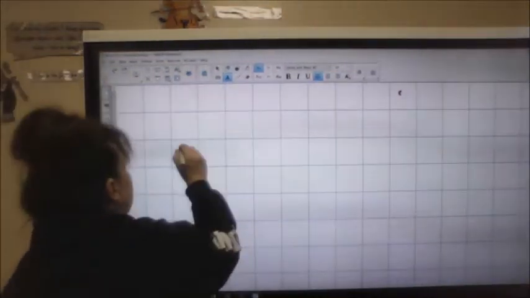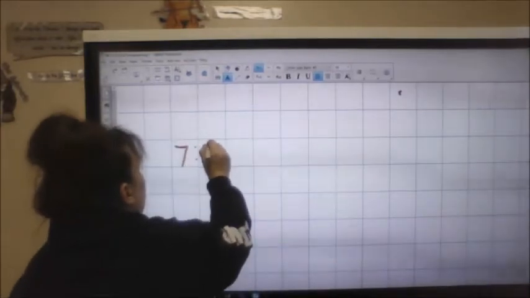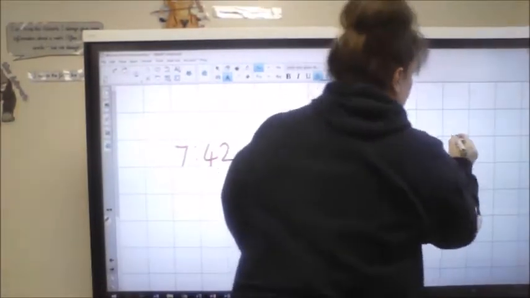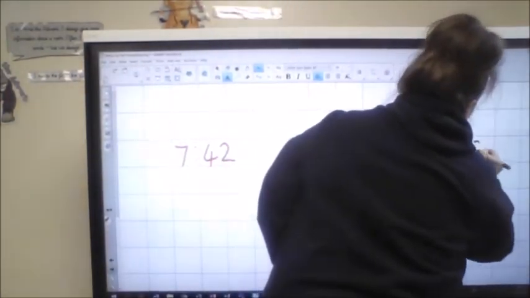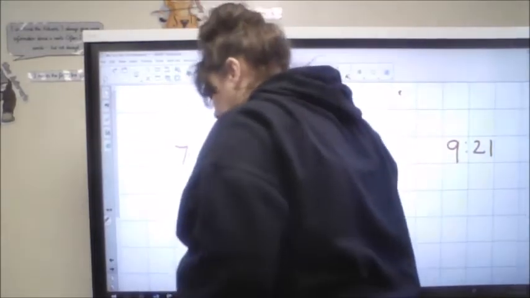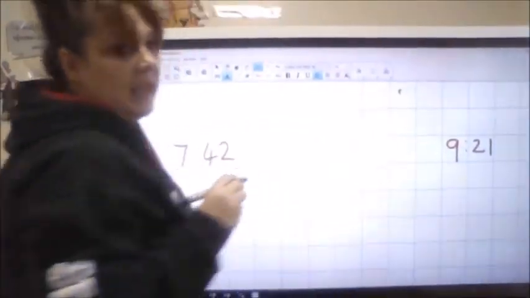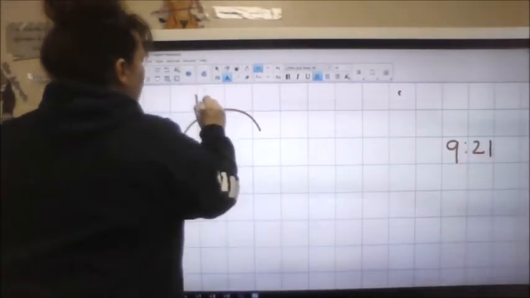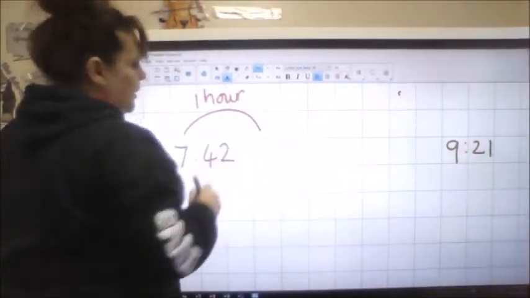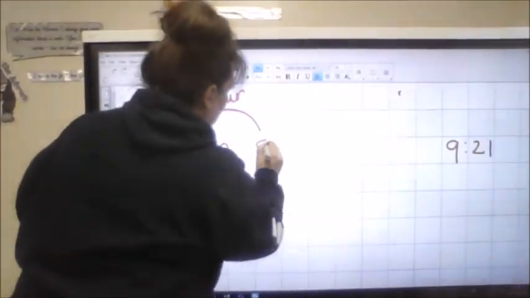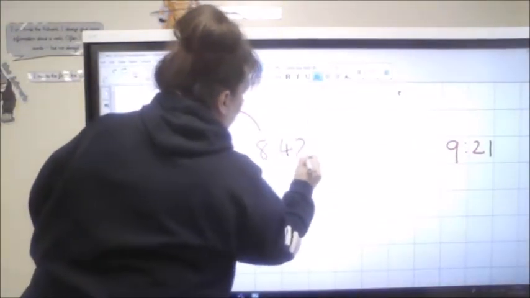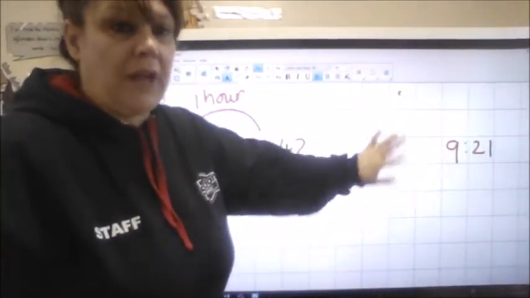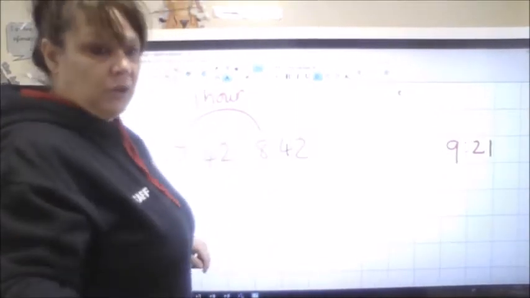So I'm going from 7:42 and the journey ends at 9:21. So what I'm going to do is go 1 hour, because I can here. I can go to 8:42. I can't go another hour because that would be 9:42 and I only need to go to 9:21.